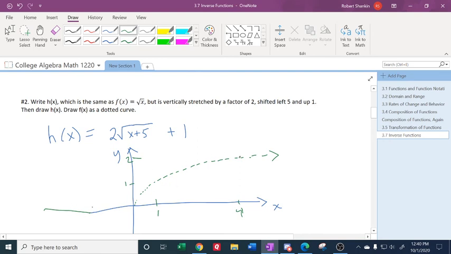And then we're going to shift this whole thing. This point is going to go to the left 5, so way over to negative 5. And it's going to go up 1, so that's going to be my new starting point. This starting point got moved over to here. And then it's going to vertically stretch by a factor of 2, so it's going to rise faster. It's a parabola stretching to the right, but moving over like this.